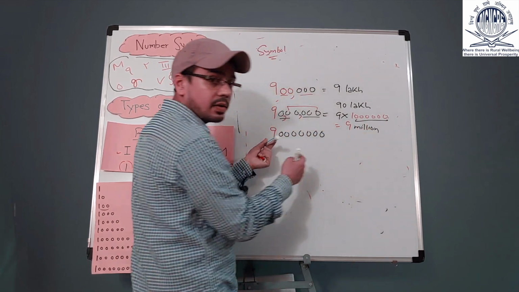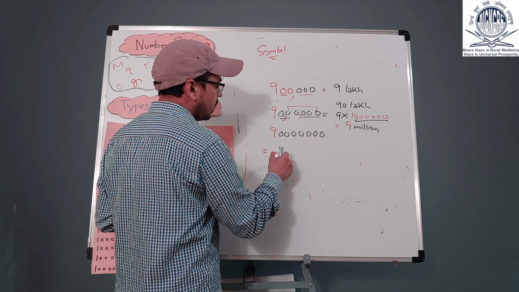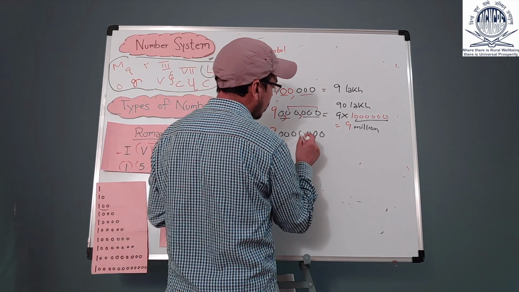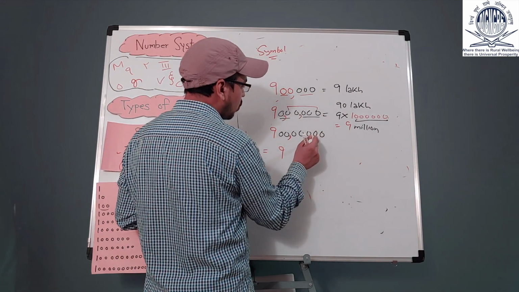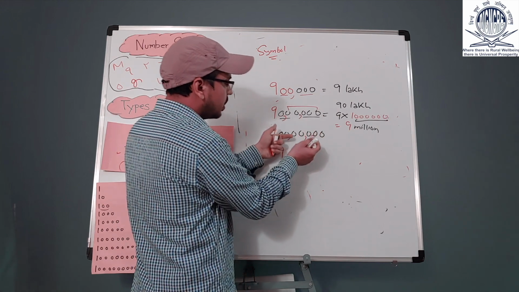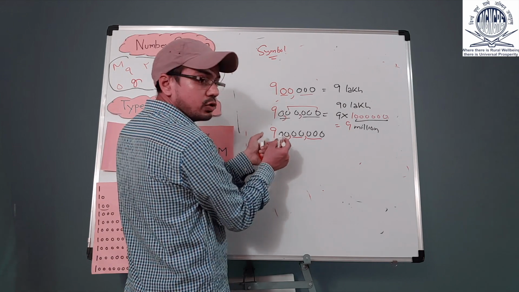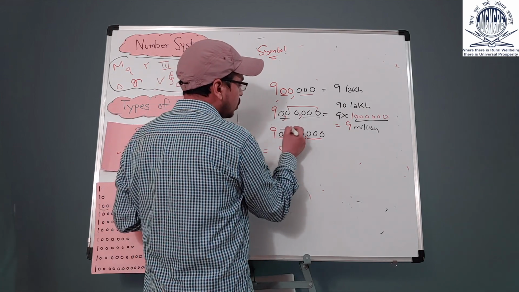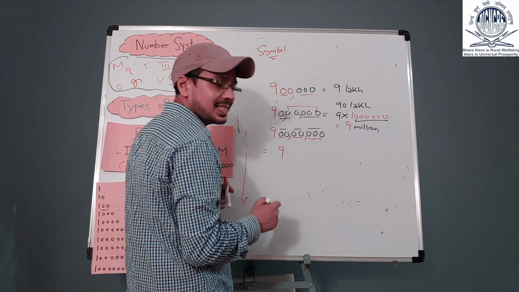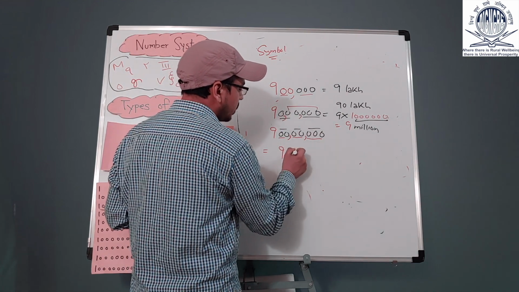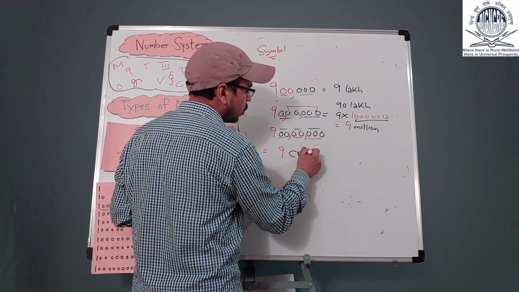And what if I have 7 zeros? So I can count it this way, 9, and I'll put some commas. I have 1, 2, 3, and then in the Indian system, after 3, we count 2 spaces and then 2 spaces. So in total, 2 plus 2, 4 plus 3, 7. So I have 7 zeros, so it becomes 9 crore.